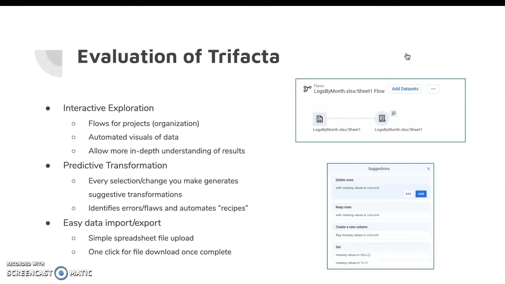It also has predictive transformation. For every selection that you make in your data set, let's say you click on a blank row, for example, it will suggest transformations for that data. If you look at the picture on the right under suggestions, we have a blank row selected, and it's suggesting that we delete it because there is a missing value there. It's assuming that there isn't a value and it doesn't need to be there. So it's doing that automation and intelligence for you.